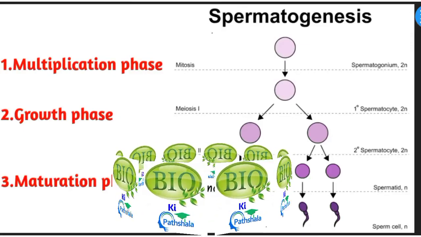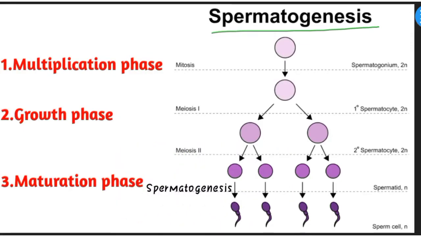about spermatogenesis. So what is the definition of spermatogenesis? Spermatogenesis is a process in which sperm are produced, so it is called spermatogenesis. Sperm means gamete and genesis means production. So sperm production is called spermatogenesis. So where does this spermatogenesis process occur?